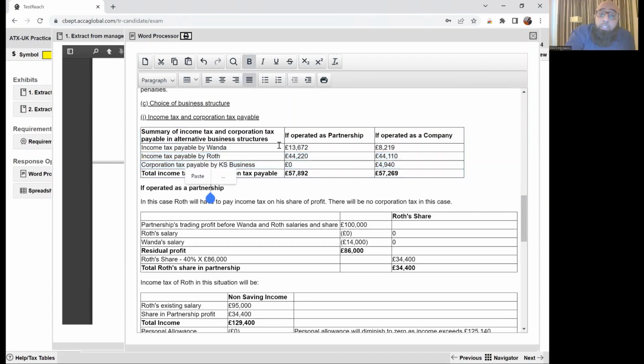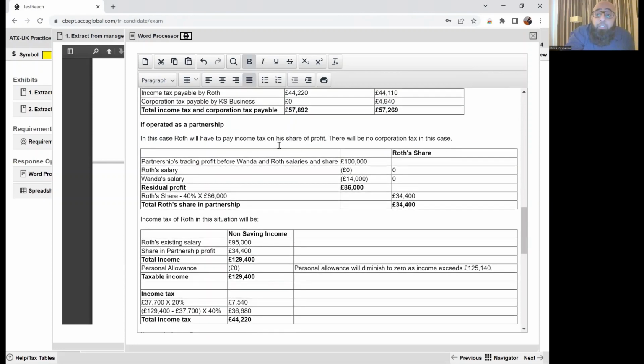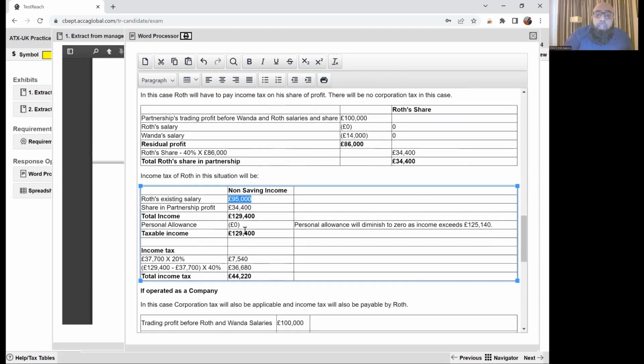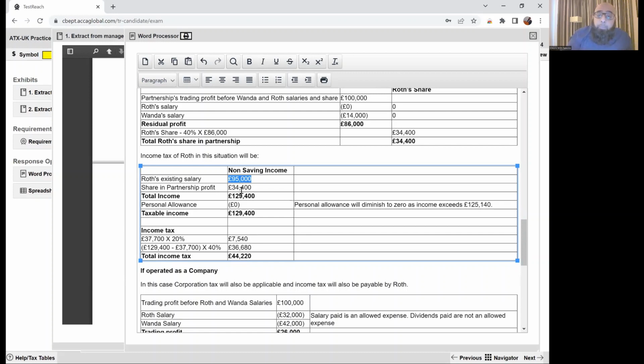The income tax payable by vendor was given in the question. Income tax by Rot and corporation tax we had to calculate. In case of partnership, we calculated Rot's share, because in partnership, whatever the partner gets is included in his share. His salary, his share of profit, everything becomes part of trading income. So this 34,400 with Rot's existing salary of 95,000 gave us total income. The personal allowance was diminished to 0 and we calculated the tax.